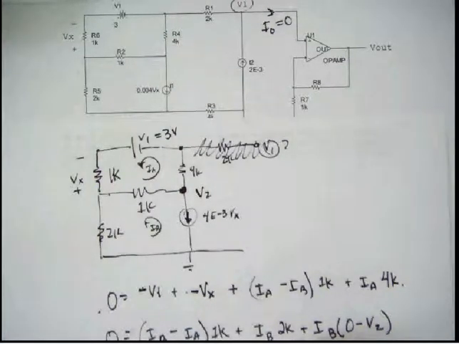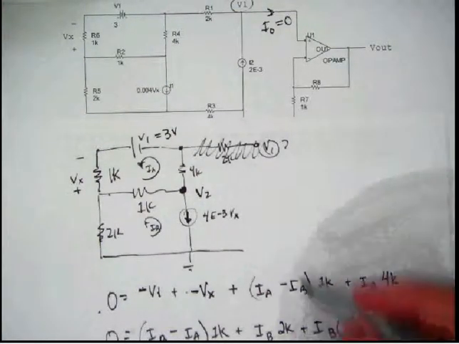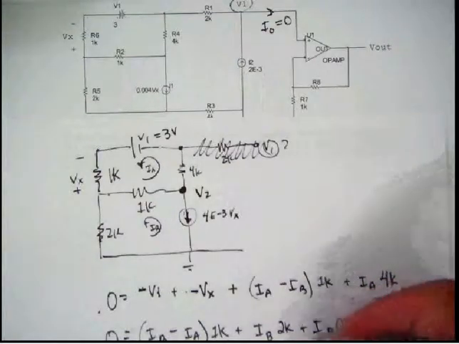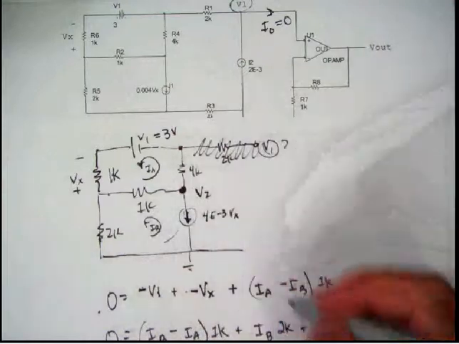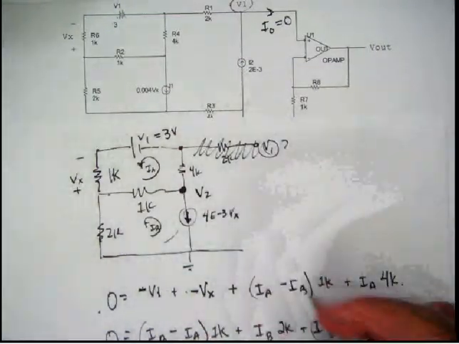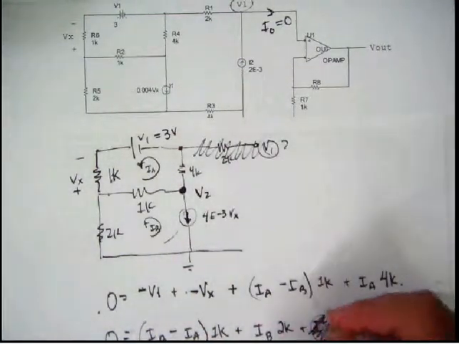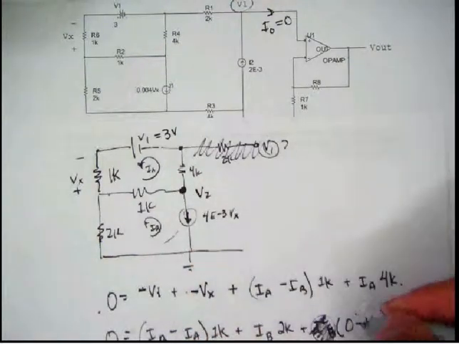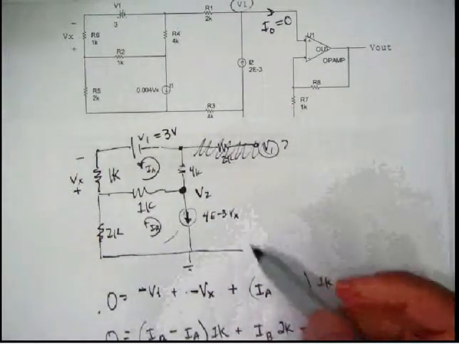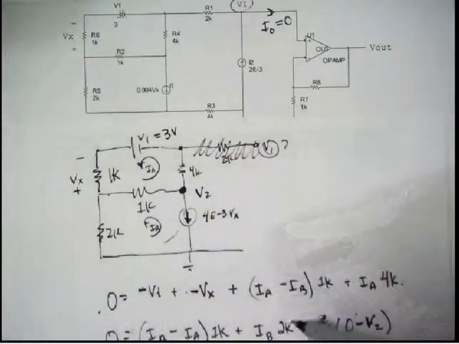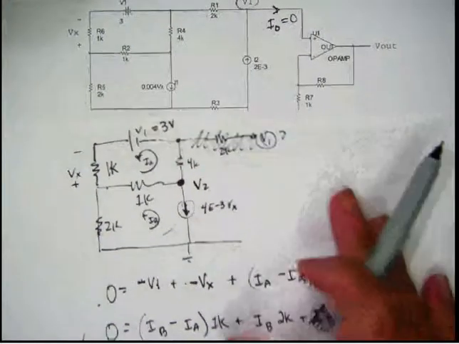Next equation, let's see. I think we made a mistake right here. We don't multiply the current times the voltage drop. So right here, it's just the voltage drop we're looking for. So from here to here is negative V2. So we do have another unknown, V2 right there. We will need another equation.